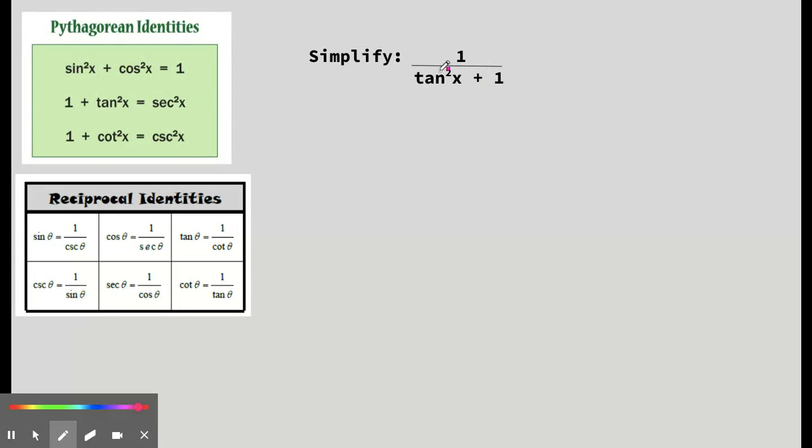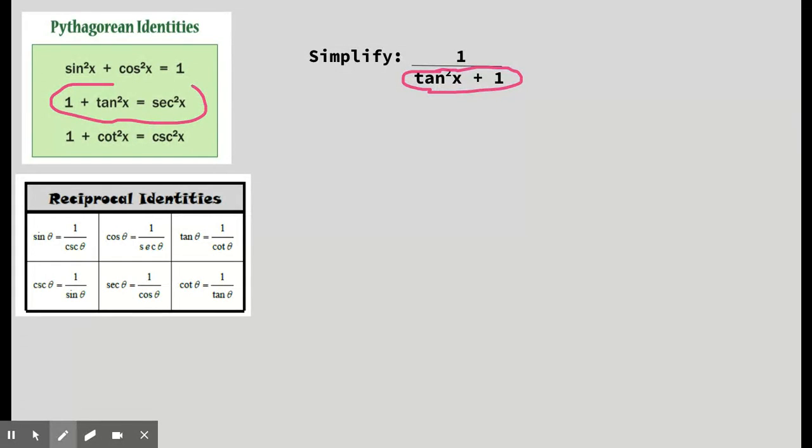Now, I see this down here. And the more that you work with these identities, you will notice, hey, tangent squared x, that must be this one over here. That must be one of my Pythagorean identities. So how can I manipulate tangent squared x plus 1? Well, it's right here on the left side of my equation. I can make a substitution, and that's going to give me 1 over secant squared x.